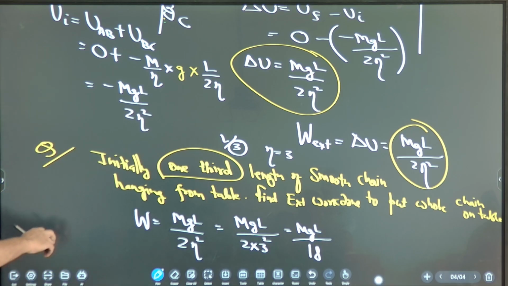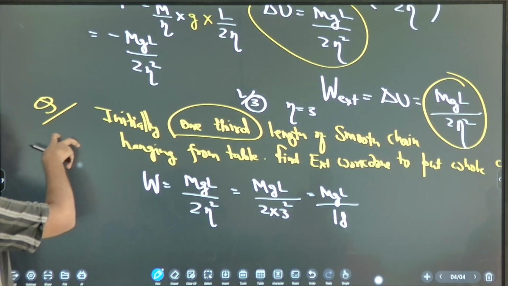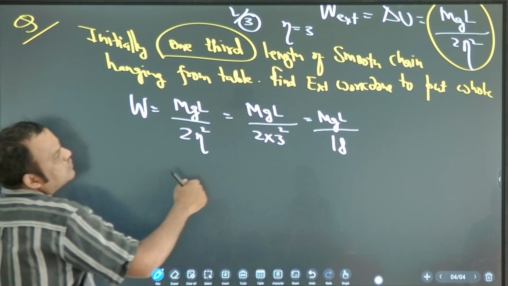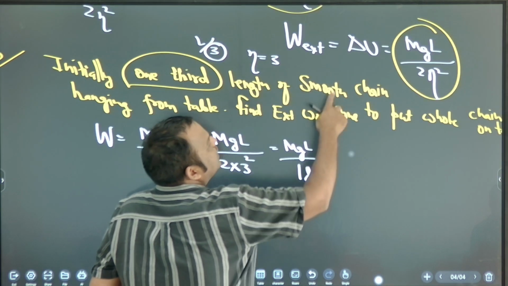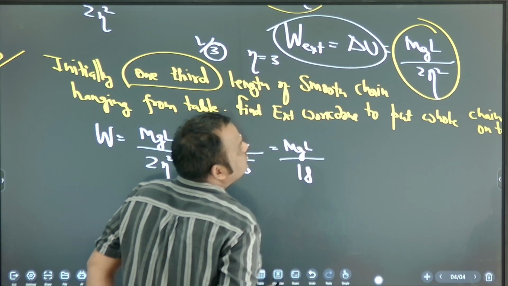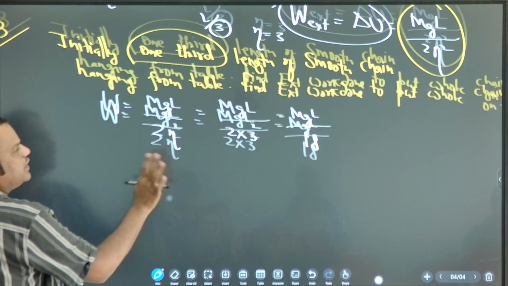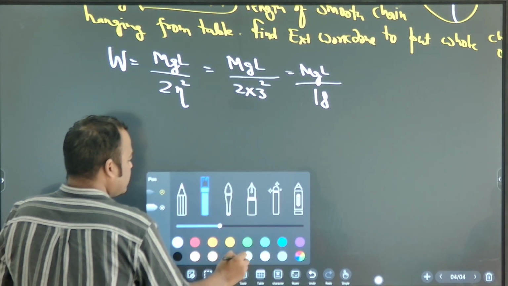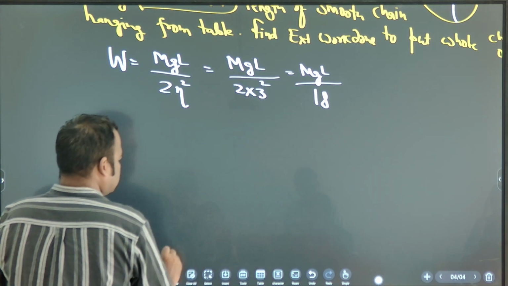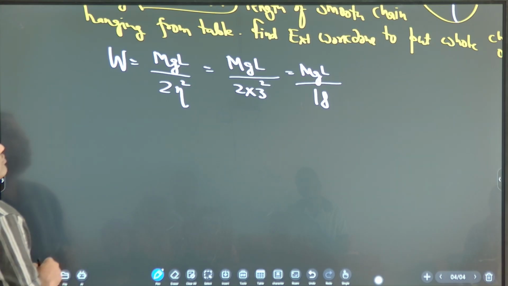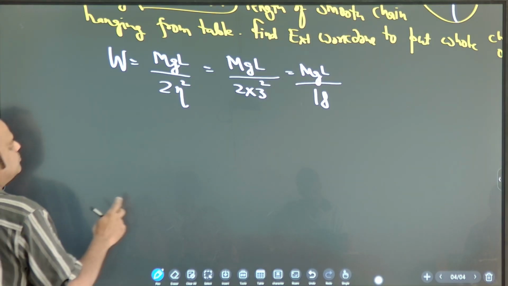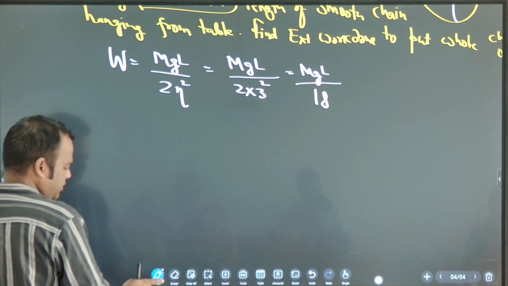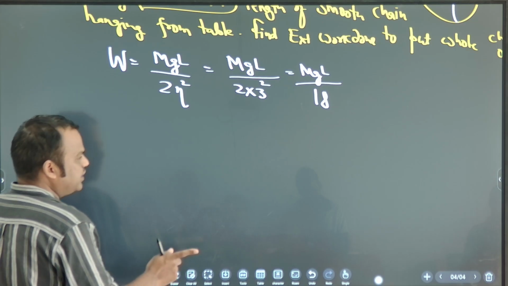Okay. Clear? Understood? Difficult, right? Easy. So external work done is delta U. Okay, clear? Finish. So this chain is finished. Now next you write down, we can solve potential energy of a spring.